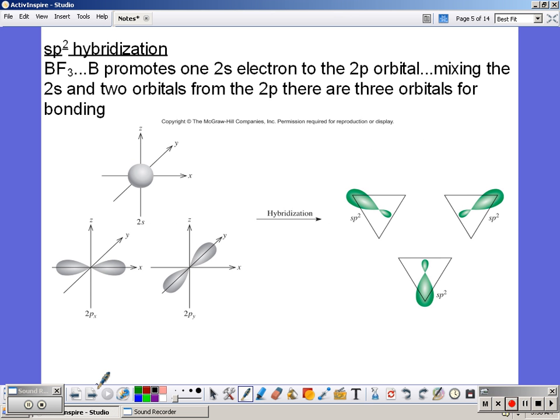sp2 is exemplified by BF3. Boron promotes one of its 2s electrons to the 2p orbital, mixing the 2s and two orbitals from the 2p. So there are three orbitals for bonding, and we get sp2 hybridized orbitals.